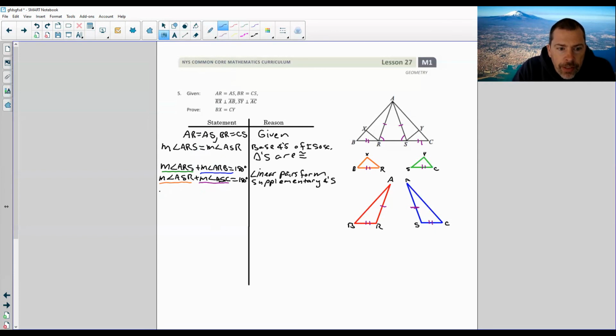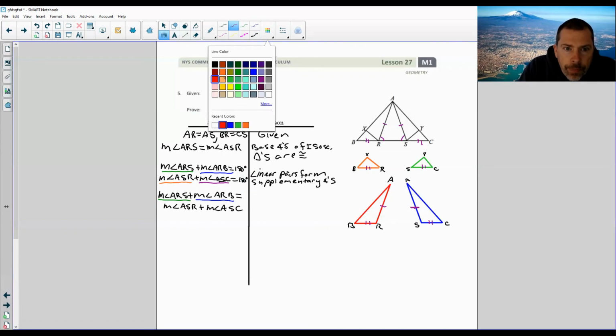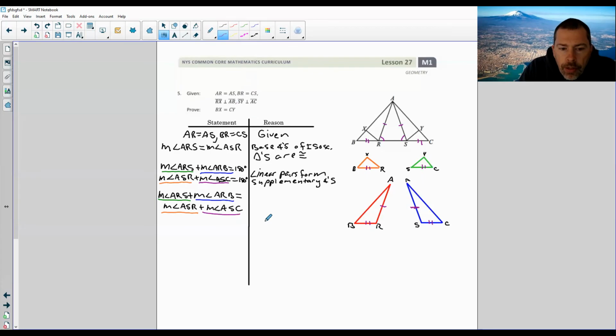So now I can say the measure of angle ARS plus the measure of angle ARB equals the measure of angle ASR plus the measure of angle ASC. And if I continue to color code those, ARS, or green plus blue, is equal to orange plus purple. And that is, we could say, what, transitive property? Yes. So ARS plus ARB equals ASR plus ASC.